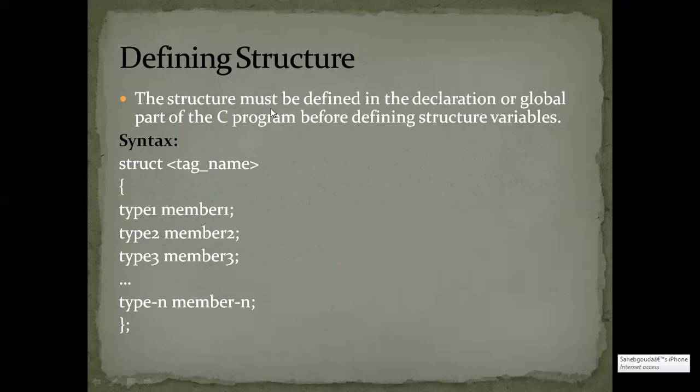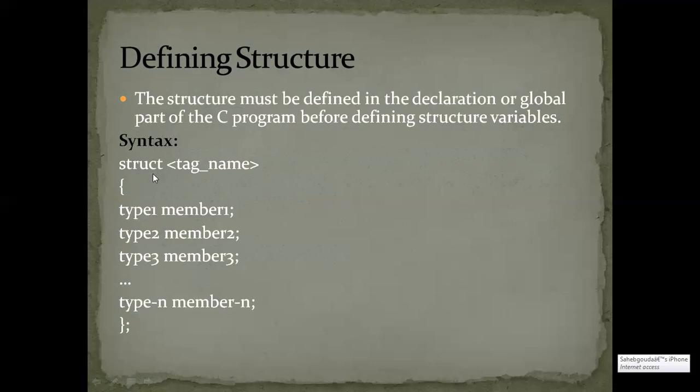The structure must be defined in the declaration or global part of the C program before defining the structure variables. So here we have the syntax for how we can define the structure. struct is a keyword, then struct and tag name. I'll tell you what this is. Type 1, member 1. Type 2, member 2. Type 3, member 3, till type n, member n.